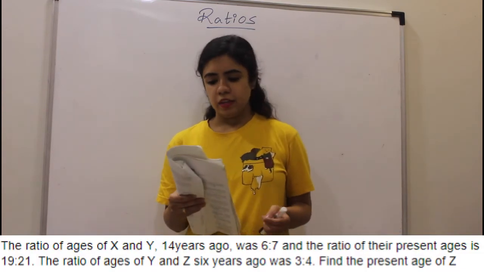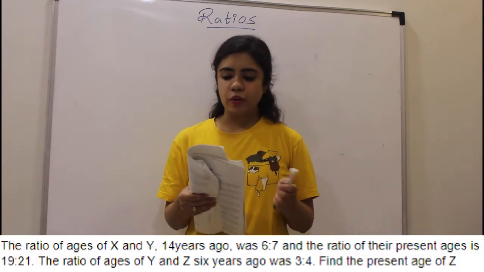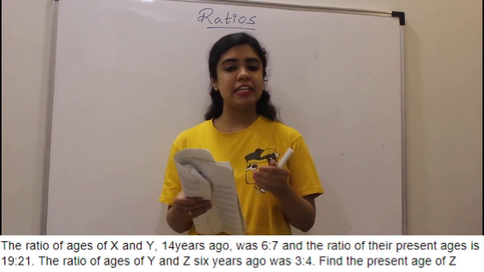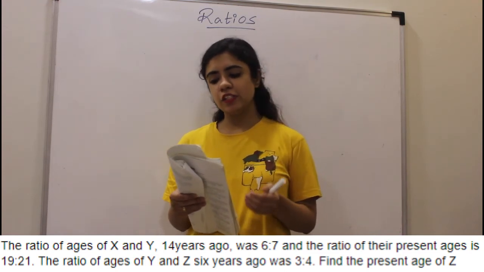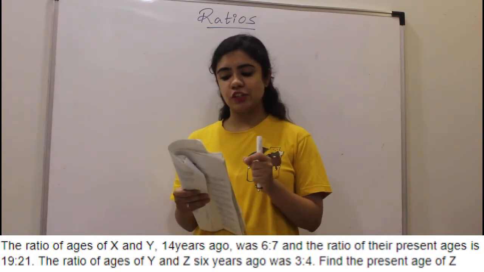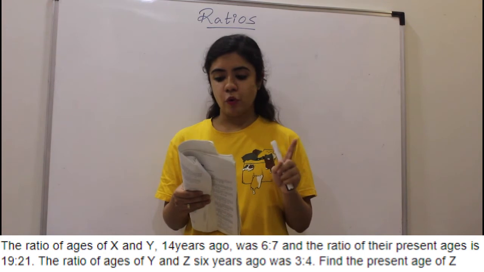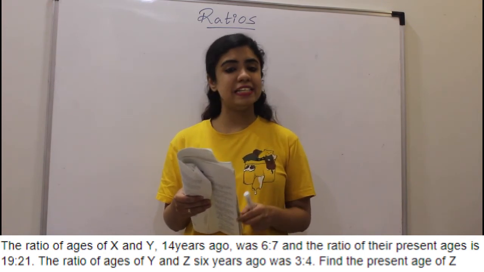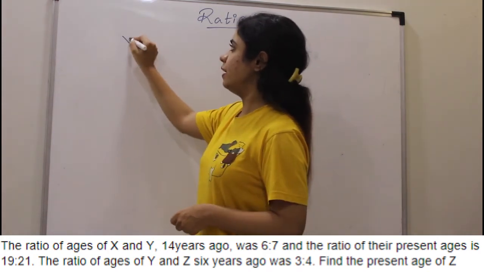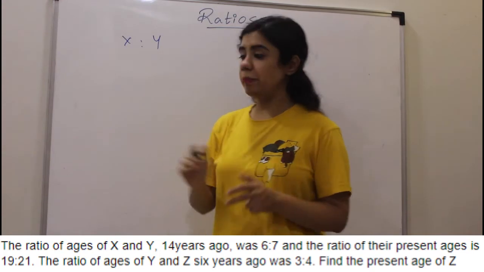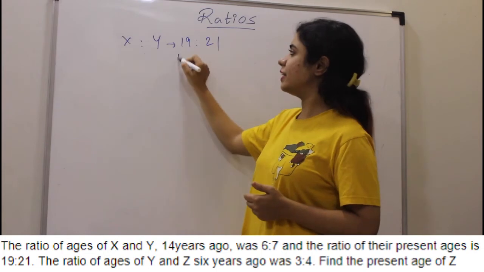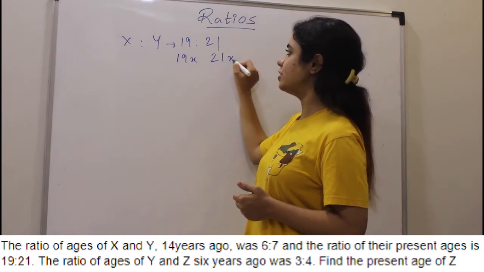What does it say? The ratio of ages of x and y 14 years ago was 6:7. And the ratio of the present ages is 19:21. The ratio of the ages of y and z 6 years ago was 3:4. Find the present age of z. Now x and y 14 years ago was 6:7 and presently it is 19:21. Okay? So x and y, we'll talk about the present age. The present age ratio is 19:21. So that means if x का age is 19x, y का age is 21x.